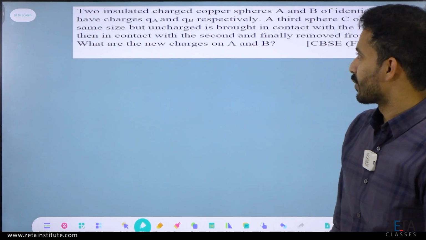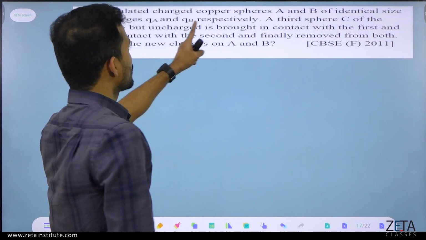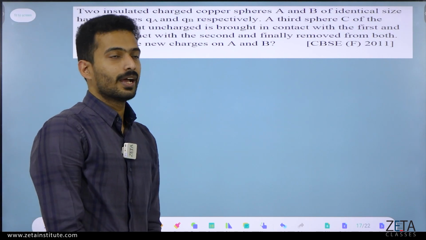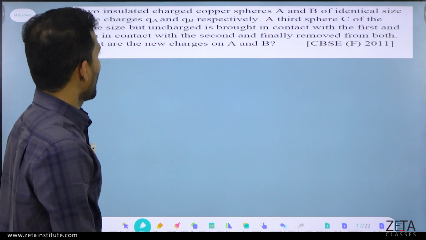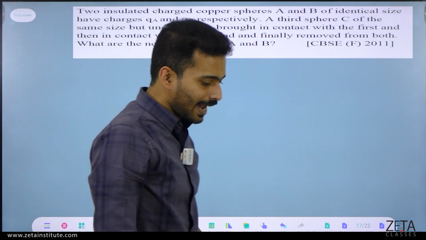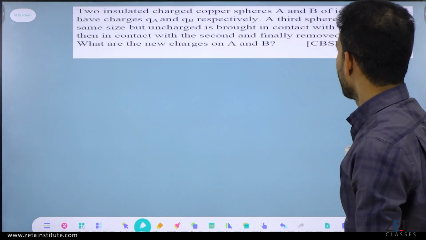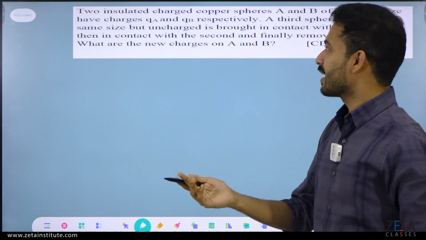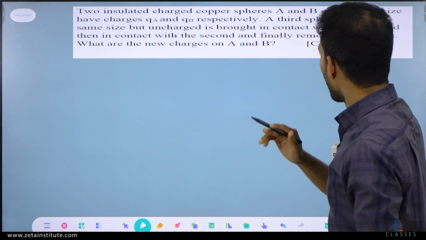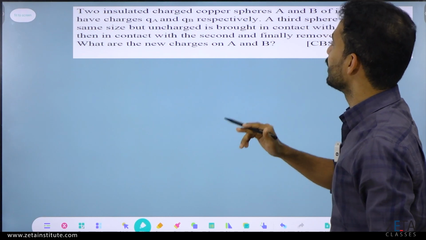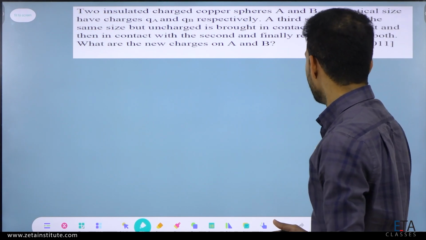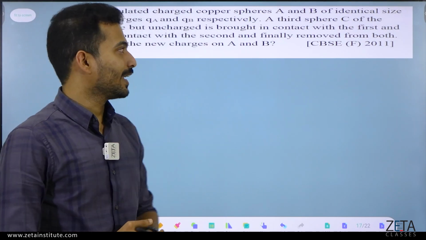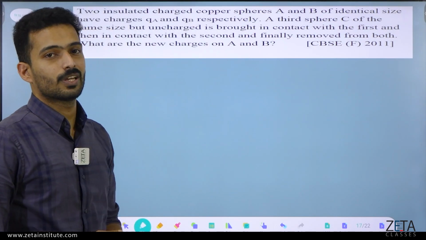So, what is next? Another question, listen. Two insulated charged copper spheres A and B of identical size have charges QA and QB respectively. A third sphere C of the same size but uncharged is brought in contact with the first, then in contact with the second, finally removed from both. What are the new charges on A and B? This is a CBSE previous year question.